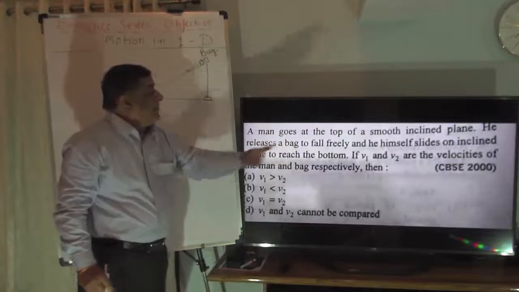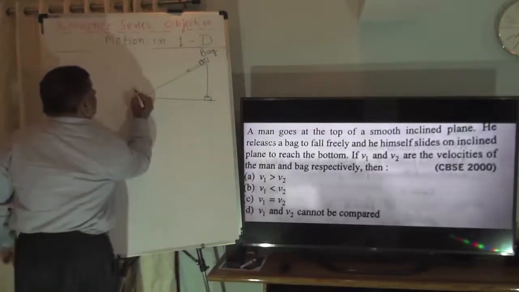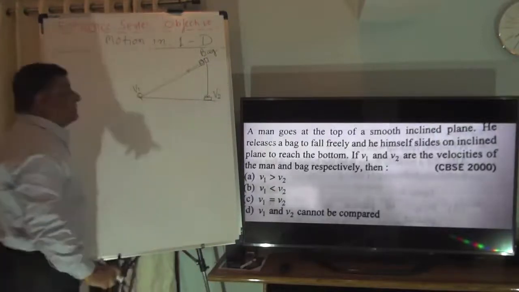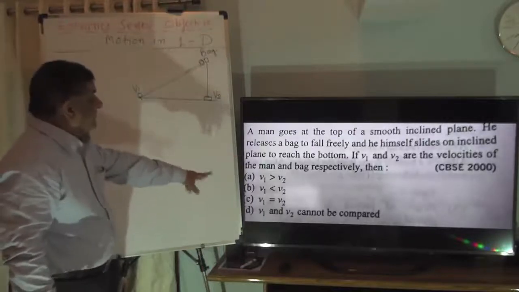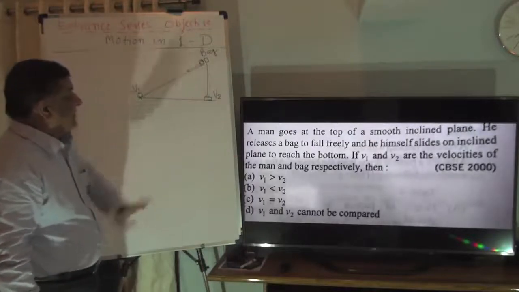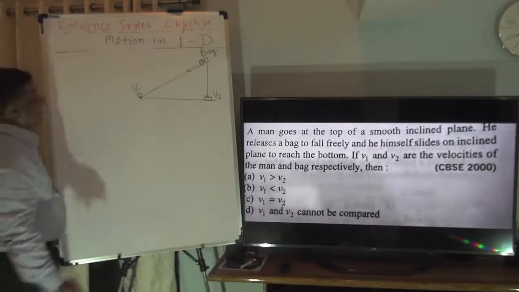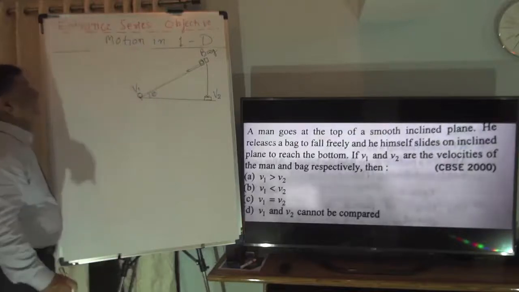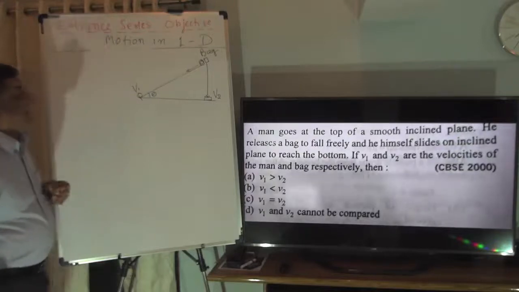If V1 and V2 are the velocities of the man and the bag, V1 is the velocity of the man, V2 is the velocity of the bag. Then V1 is larger, V1 is smaller, V1 is equal to V2, or V1 and V2 cannot be compared. Angle is not given. Let us take this angle theta. If this angle is theta, then what we have to find?